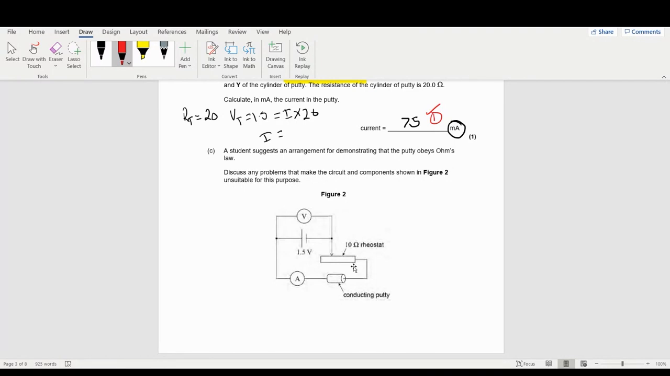Now, this was actually done quite poorly, and this is because it's a practical question that you're probably not used to. So a student suggests this arrangement. Discuss any problems. Let's just do it with my pen. I was doing it with my mouse and it didn't work. So discuss any problems that make it unsuitable for its actual purpose.